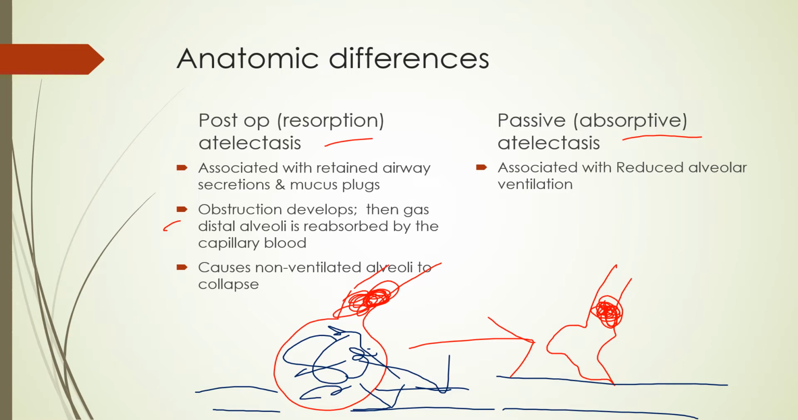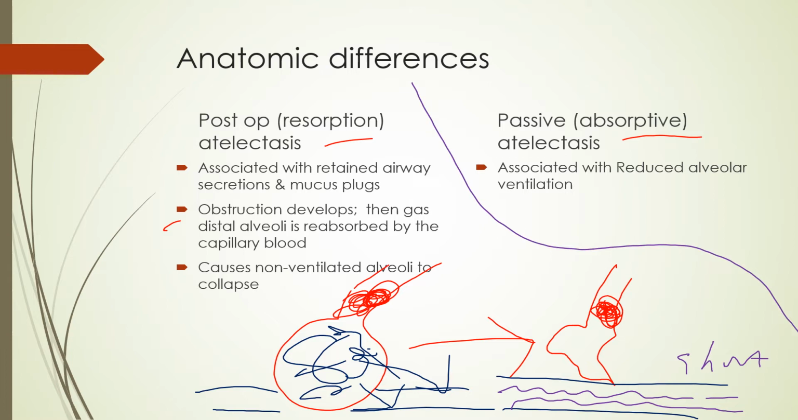So do we still have perfusion through this area? Absolutely. We have perfusion without ventilation, which tells you this is a shunt-like condition. So that's what we're looking at there. All right, so this is postoperative atelectasis, passive or resorptive or absorptive atelectasis. So resorption means you have a giant mucus plug. So would airway clearance therapy be helpful in this? Absolutely. Right?